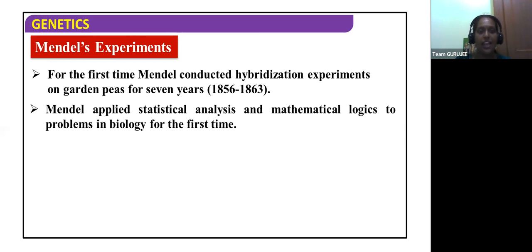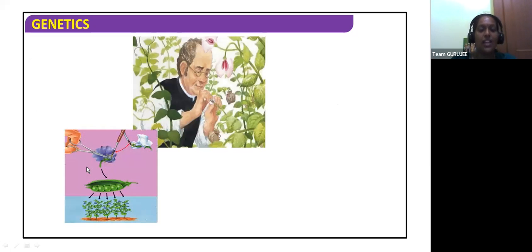People started laughing and said mathematics is totally different and biology is totally different. You cannot combine both of them. That's not at all a possible way. People laughed at his experiments and he was actually chucked out of the school. He wanted to work somewhere and came back to the monastery. A lot of things happened to him, and only then was he able to focus and do this. Mendel applied statistical analysis and mathematical logic to problems in biology for the first time in the history of biological experiments. That's why he was successful and why we still speak about him today, right?